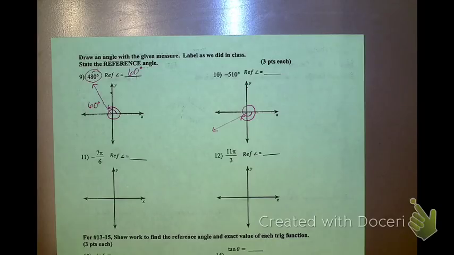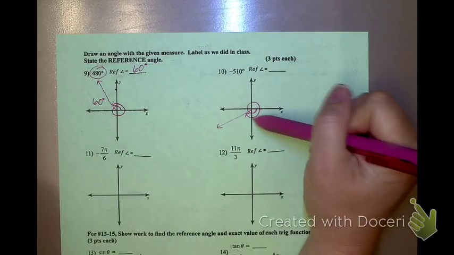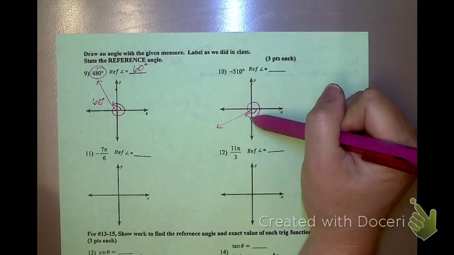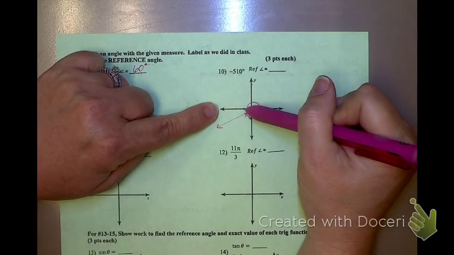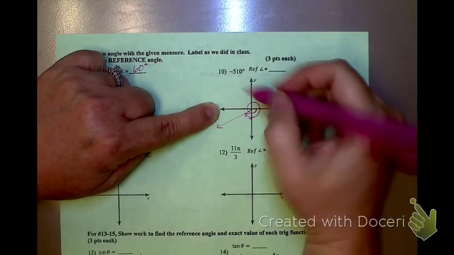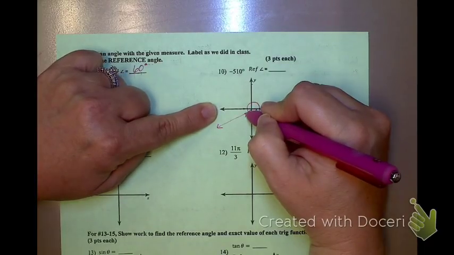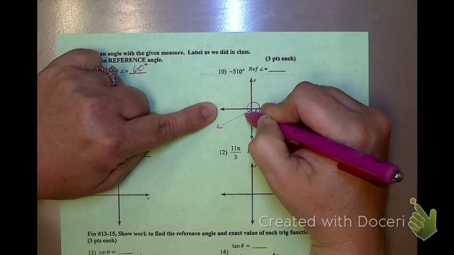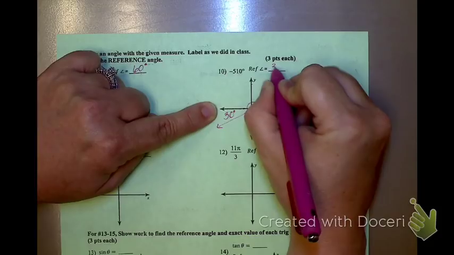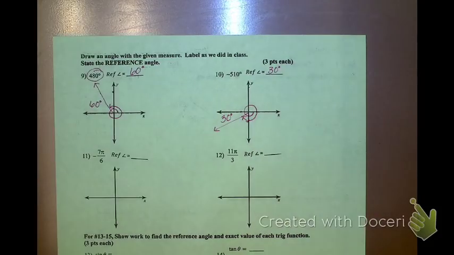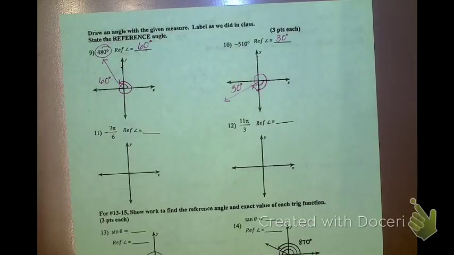Okay, so let's see. I went 360, 450. This is 510. What was the next line going to be? 540, right? So if I'm at 510 and this is 540, what's that difference? And that's my reference angle. Capiche? All right, now we get to radians.